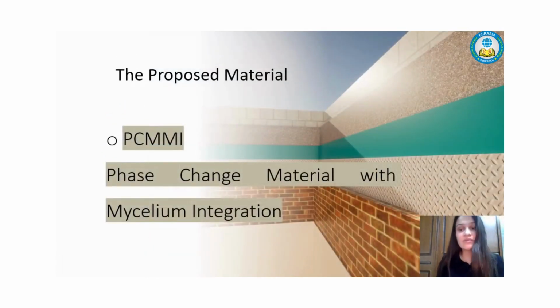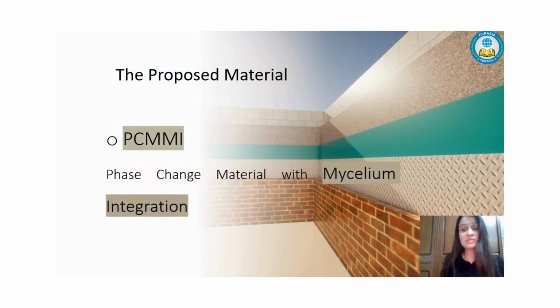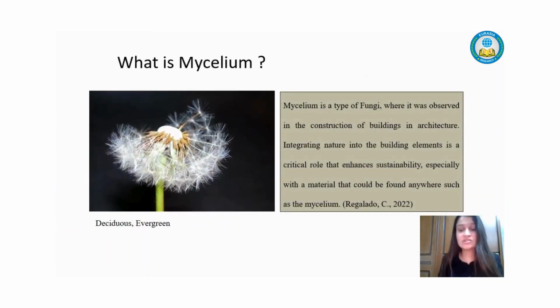The second material of the combination of phase change material with mycelium integration is mycelium. Why did I choose this specific material? What is mycelium? Mycelium is actually deciduous fungi or fungus. It's a material that surrounds us everywhere. You can find it everywhere.